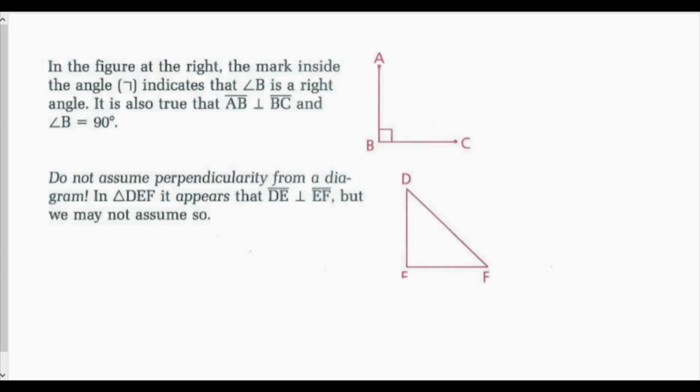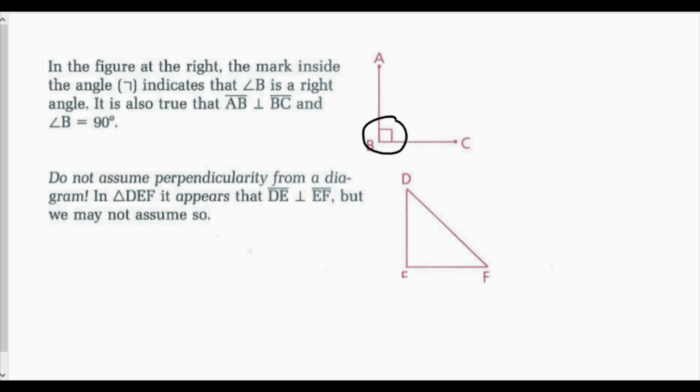Now in my figure at the right, the mark inside the angle, this little mark here, indicates that angle B is a right angle. So it's also true that line segment AB would be perpendicular to line segment BC, and angle B is 90 degrees.